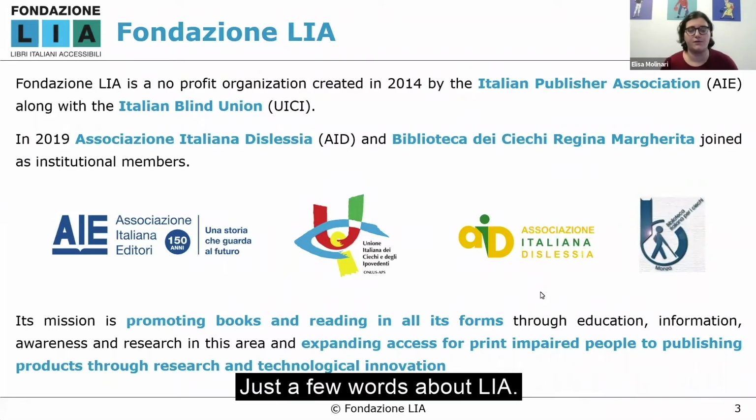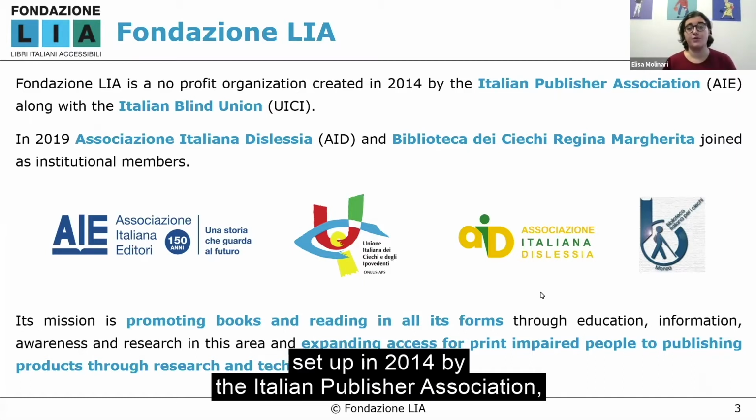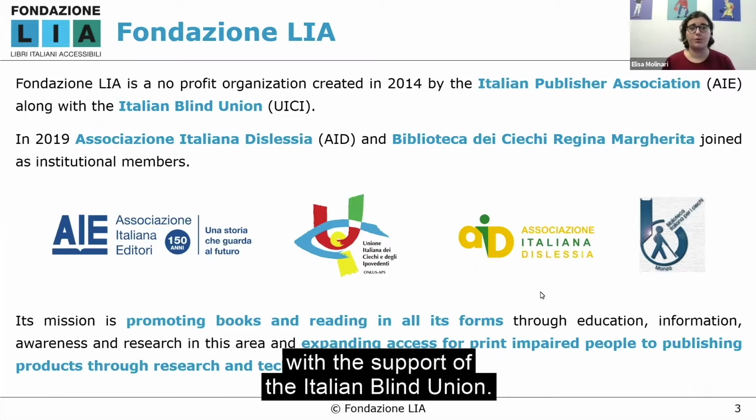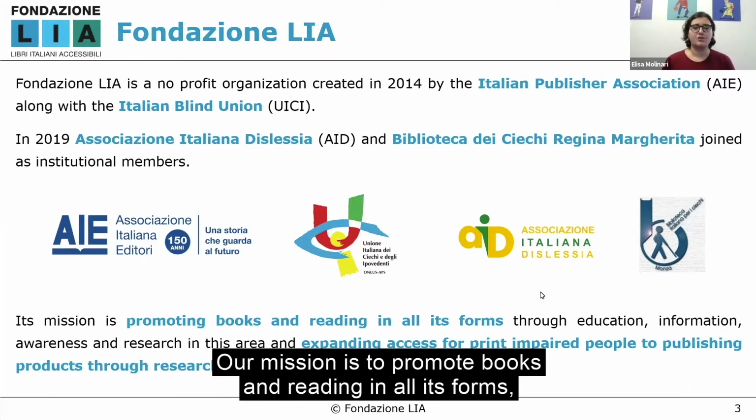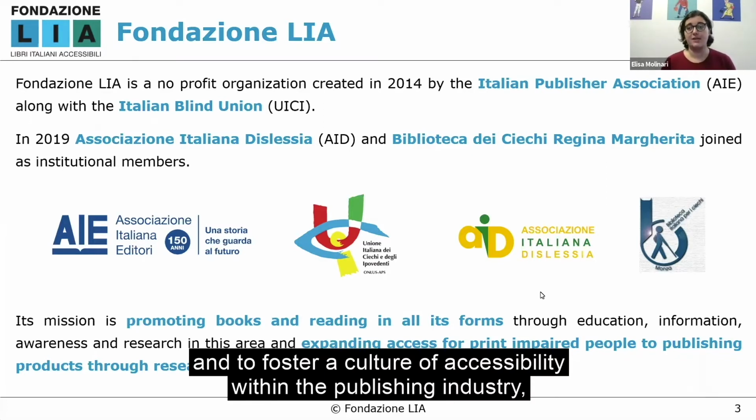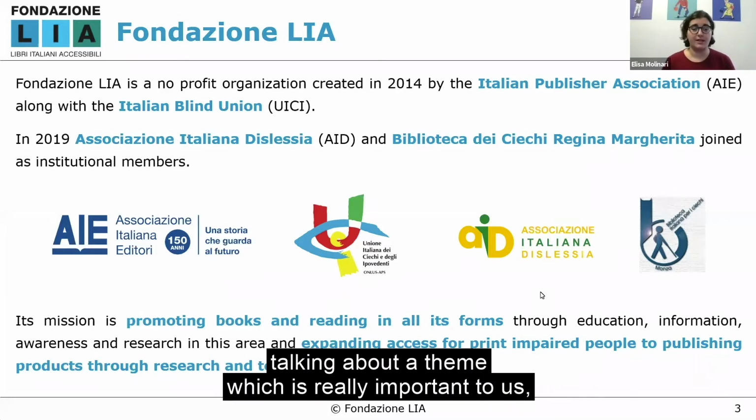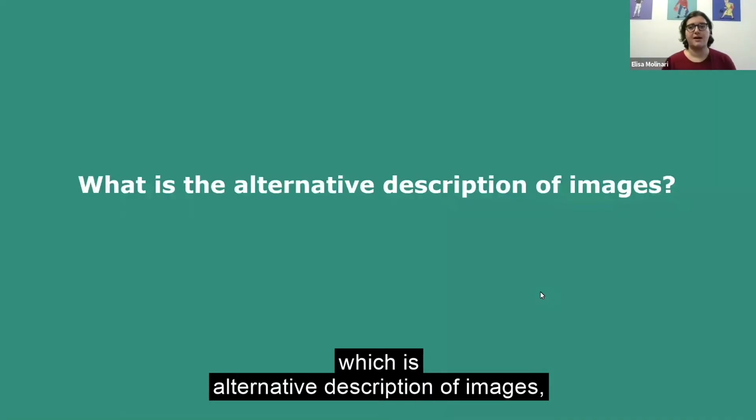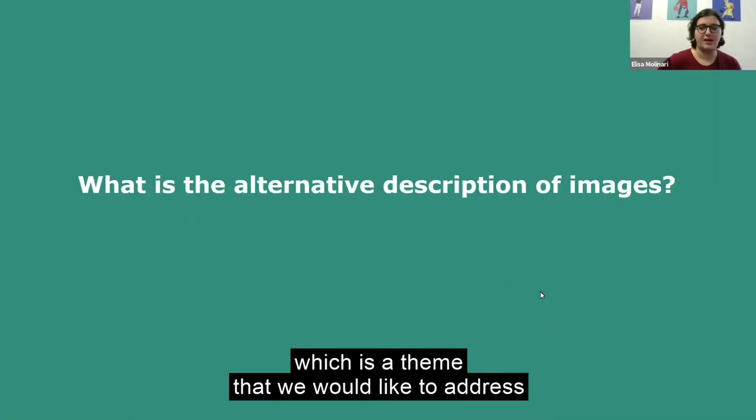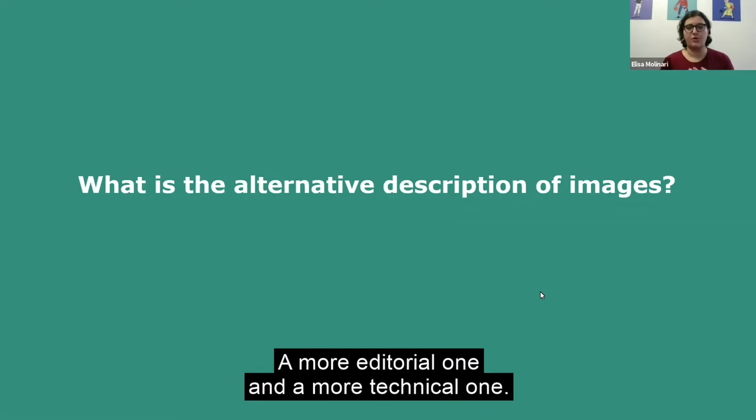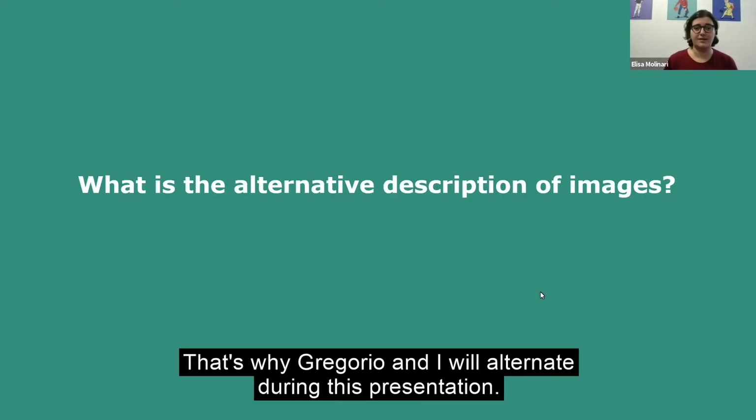Just a few words about LIA. It is a not-for-profit organization set up in 2014 by the Italian Publisher Association with the support of the Italian Blind Union. And our mission is to promote books and reading in all its forms, and to foster a culture of accessibility within the publishing industry. So it's really a pleasure to be here today talking about a theme which is really important to us, which is alternative description of images, which is a theme that we would like to address from different points of view, a more editorial one and a more technical one. That's why Gregorio and I will alternate during this presentation.